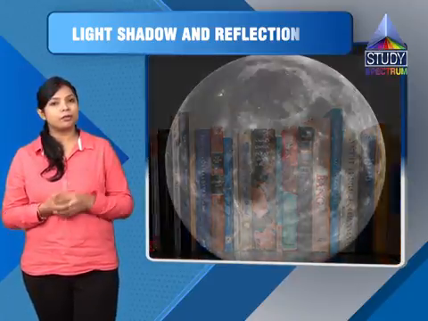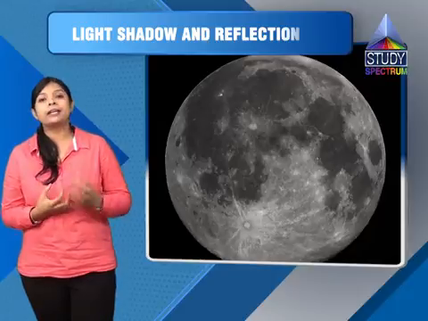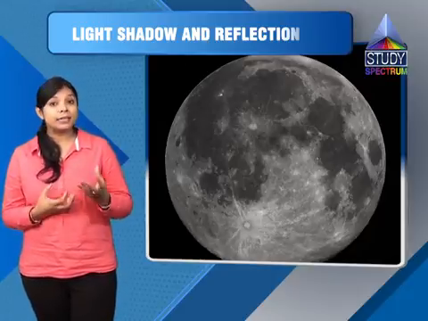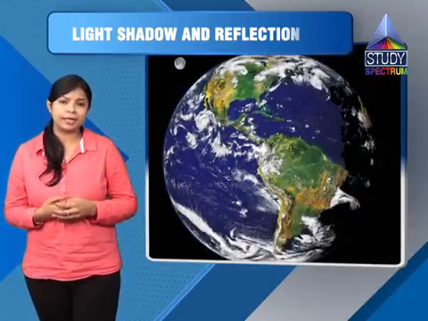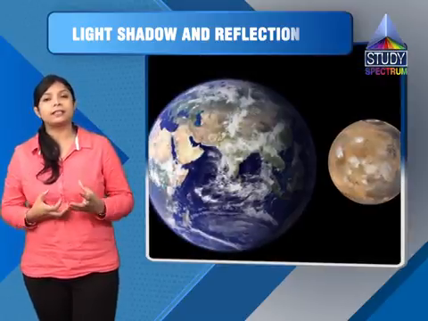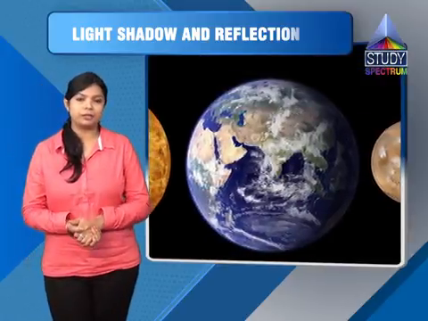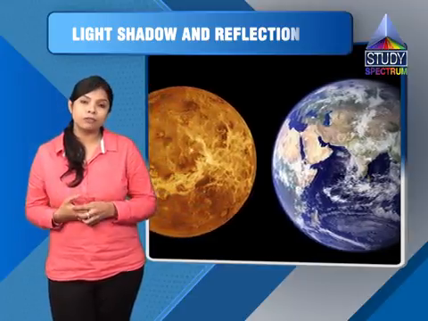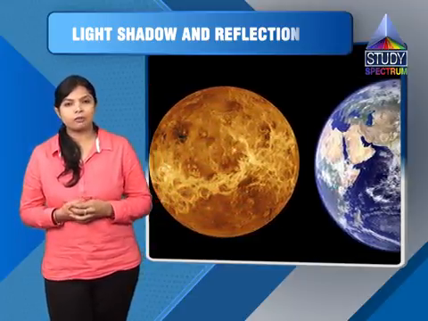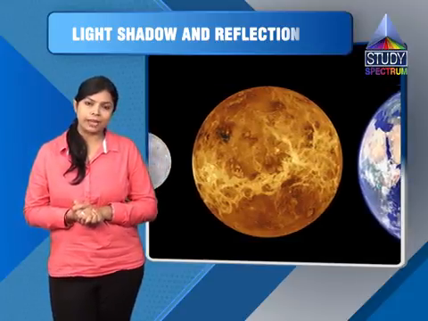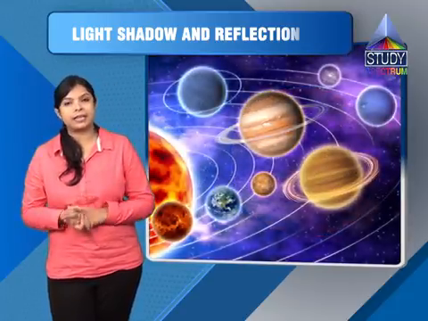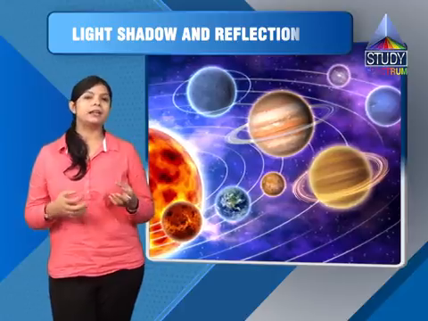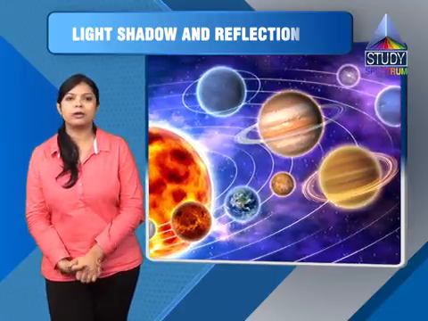Like if we talk about the moon, the moon also gets its light from the sun. Earth and different kinds of planets also come in the category of non-luminous bodies. So students, here we have discussed the sources of light, natural sources of light and man-made sources of light. Then we categorized these into luminous bodies and non-luminous bodies.